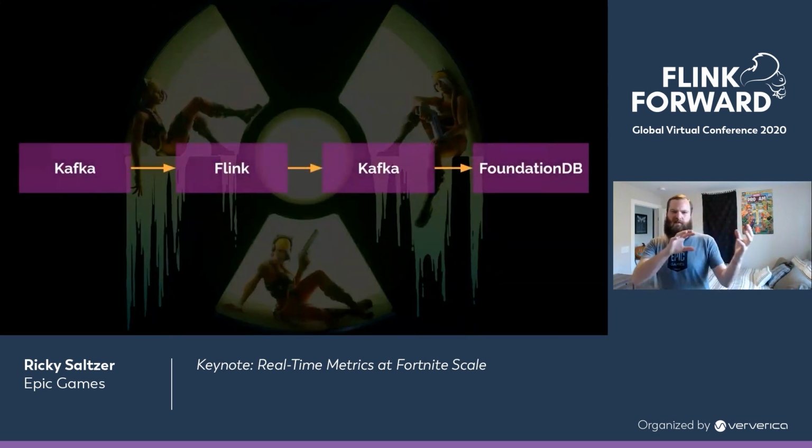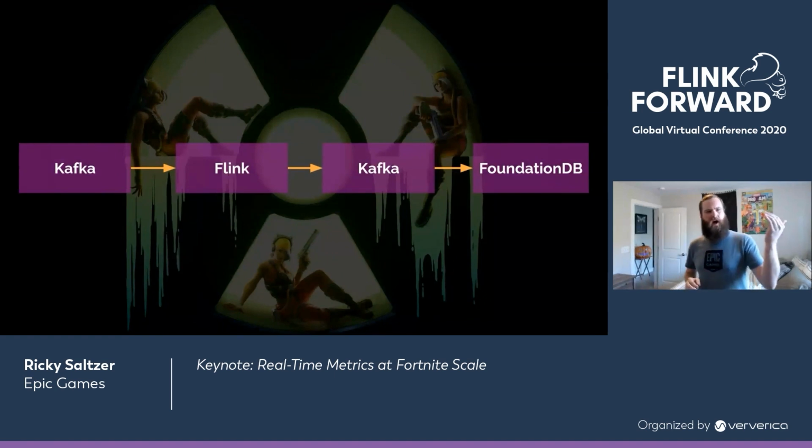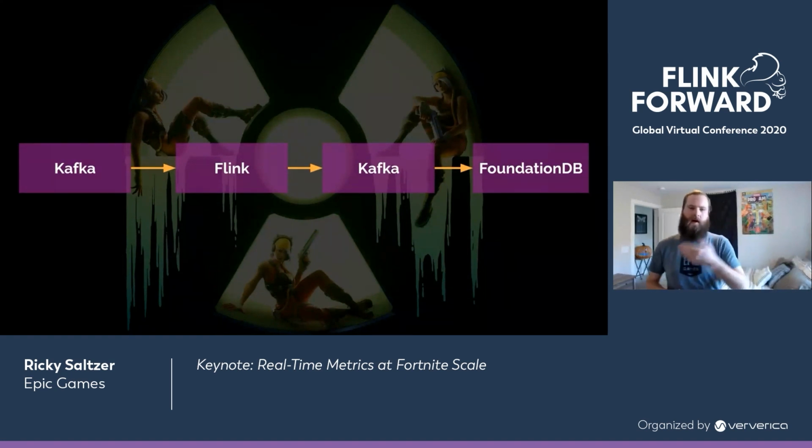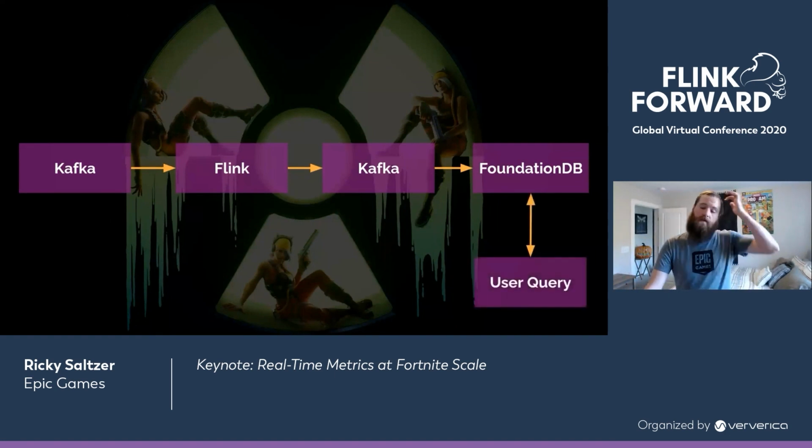So the flow of the data looks like this. We have data coming into Kafka, it's going into Flink, data goes back out to Kafka, and then we have another thing that writes the data to FoundationDB. And this is all happening at millisecond speeds. And then the user queries FoundationDB, which we're going to talk about. We actually have a front end, which technically is not really the user.